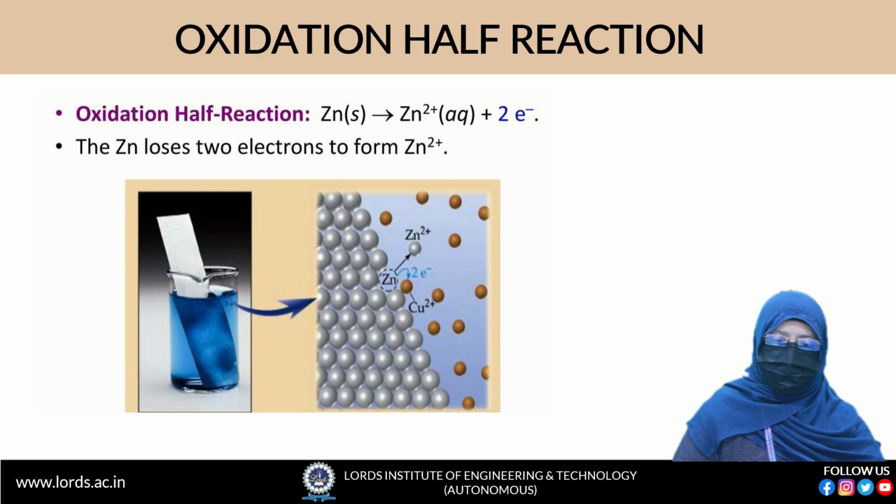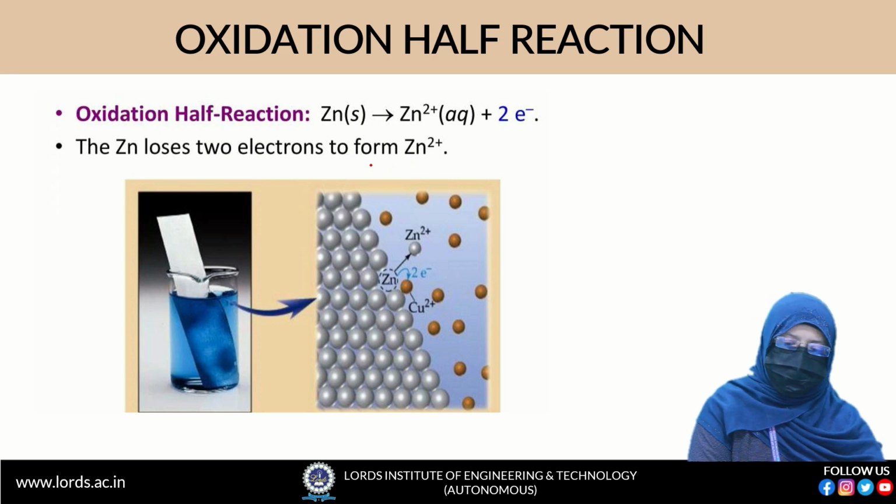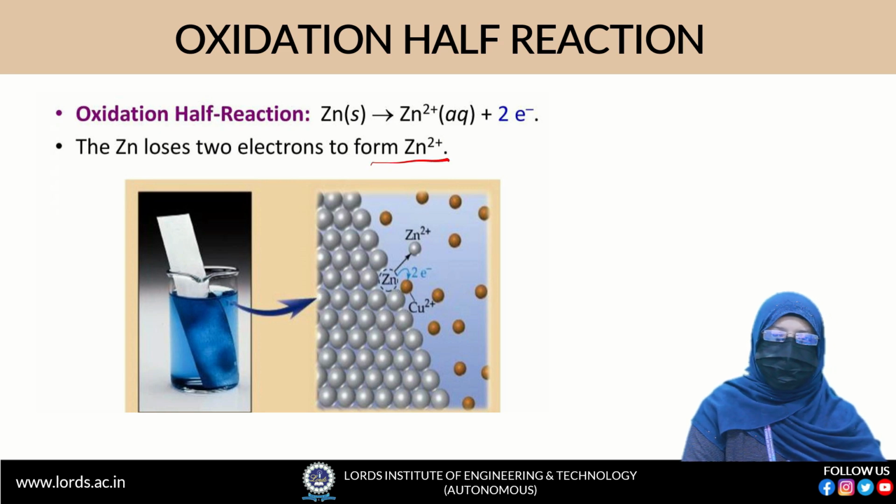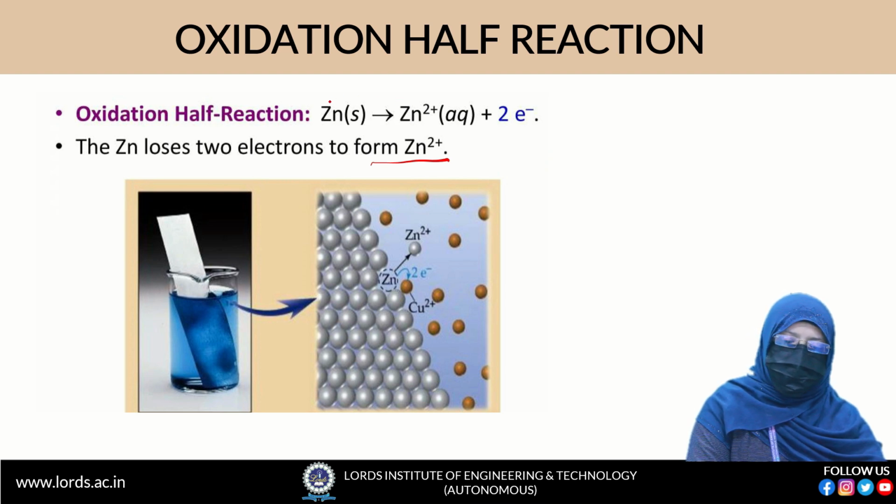Oxidation: what is meant by oxidation half reaction? When electrodes are dipped in the salt solution of their own, they have the tendency to lose the electron. The losing of electron is called oxidation. So when any substance is undergoing oxidation, what do we find? The oxidation state or oxidation number increases.